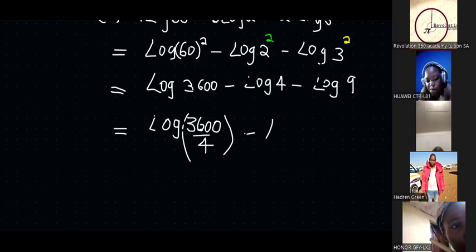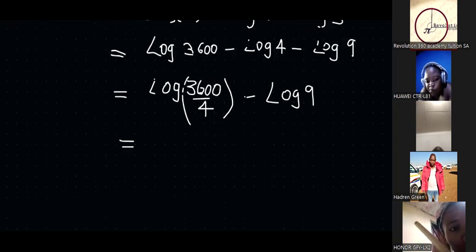And then from there, this basically means you'll just say the log of. You take your calculator, you just say 3,600 divided by 4. What do you get? 90. Is it 90 or 900? It's not 90, it should be 900. Then you say minus log 9.